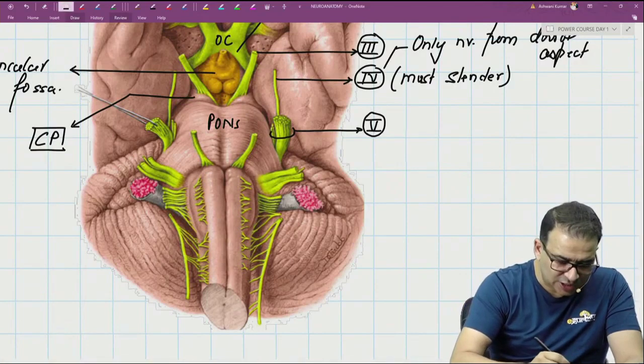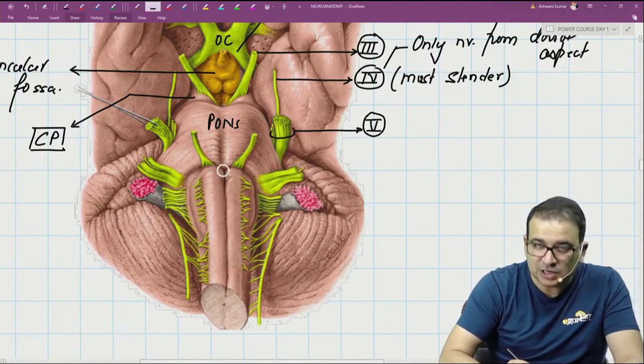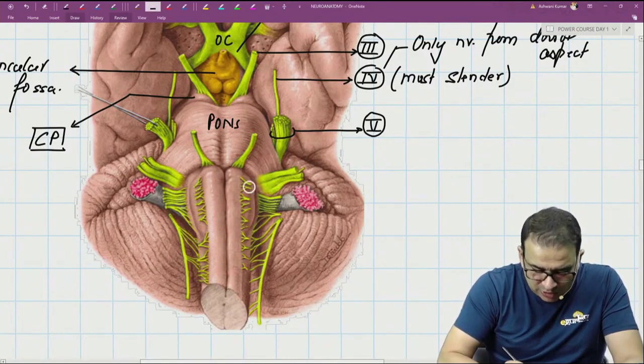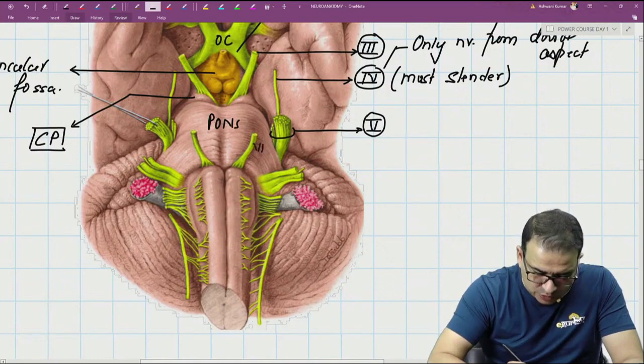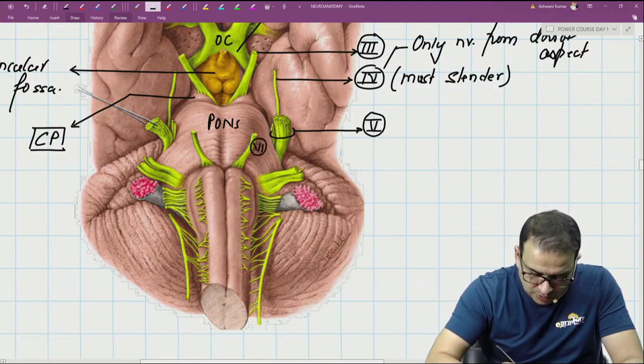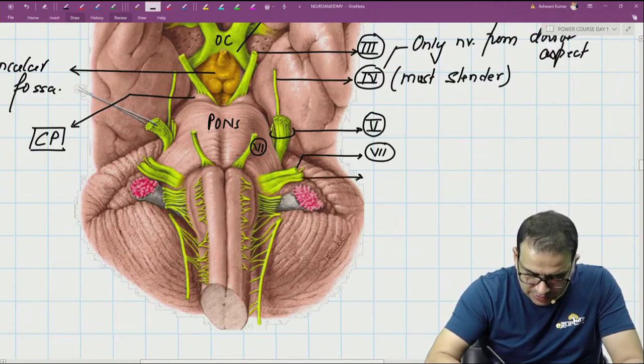Then when you look at this junction here, guys, this junction is the pontomedullary junction. Now on this pontomedullary junction, there are three nerves present. This is the sixth nerve, abducens nerve. This here is the seventh nerve. And that is the eighth nerve. Sixth, seventh, and eighth.